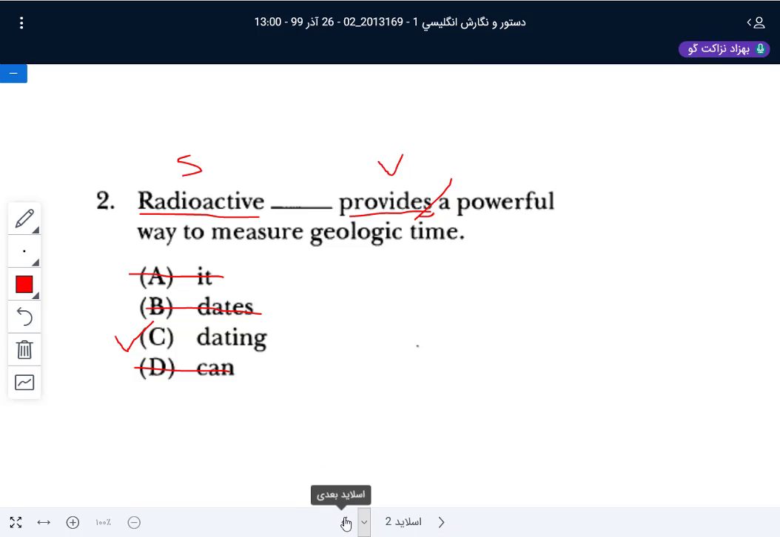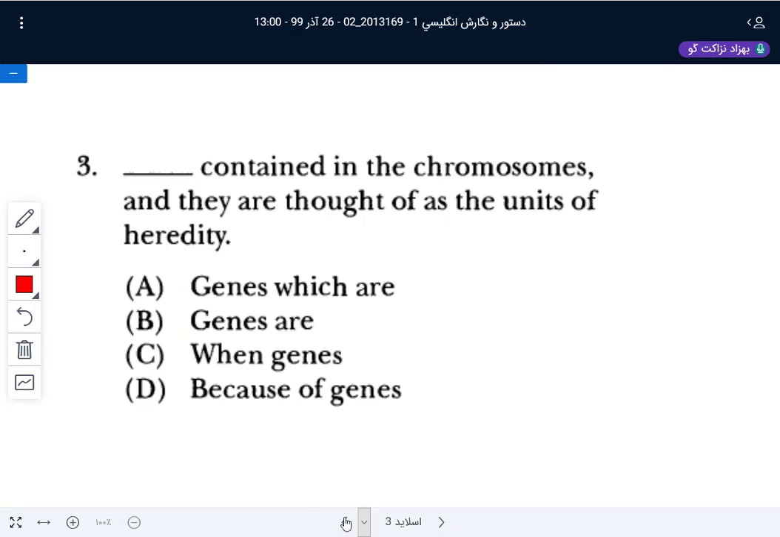Well, let's go to number 3. Again, go on, please. Contained in the chromosomes, and they are thought of as the units of heredity. Very good. So, do you see any comma? Yes. There is a comma. Immediately after the comma, you see the coordinate conjunction. And after the coordinate conjunction, you see the subject and verb.